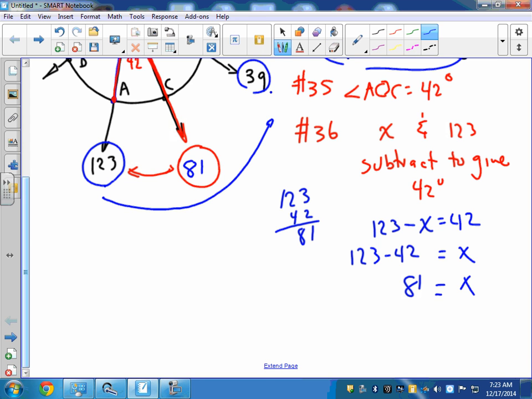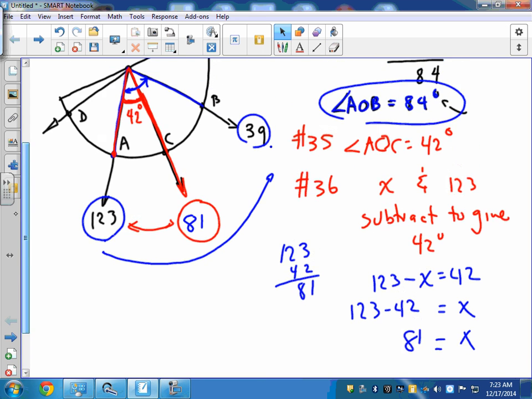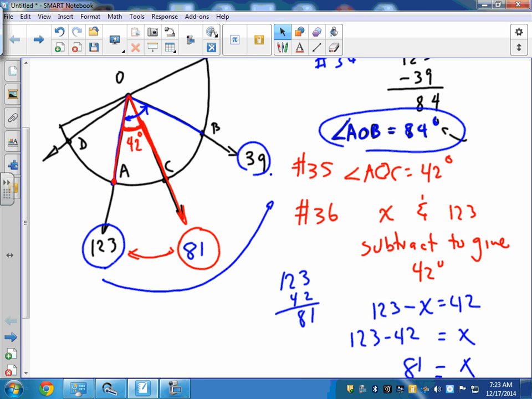Just as an aside, a nice little check here, because these two angles, the red one and this green one, are exactly the same. Remember, OC bisects the blue one. This should also be 42 degrees. I'll put a question mark there. If you subtract these two numbers, do you get 42? And if you try that, you'll say, yep, sure do. Okay, so we've got the right answer to 36.